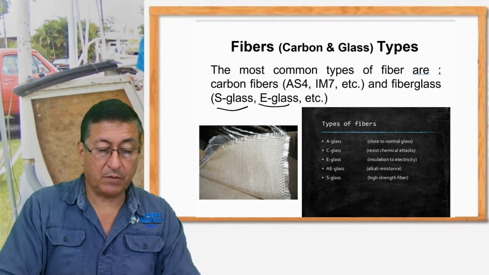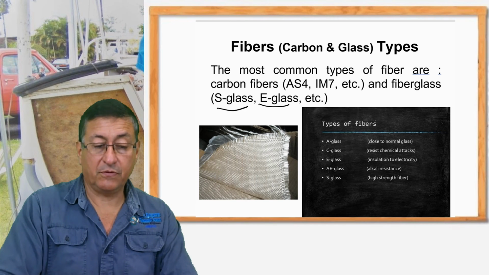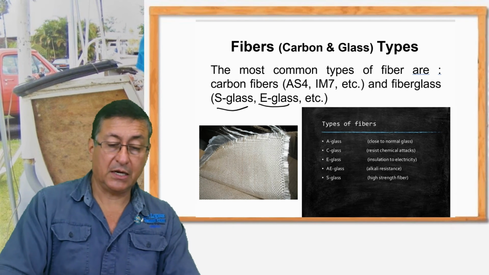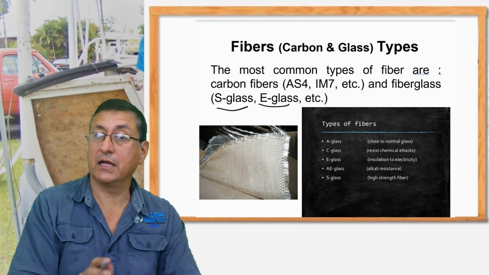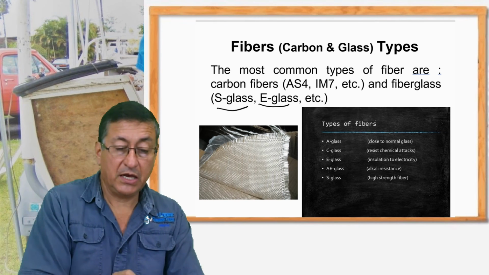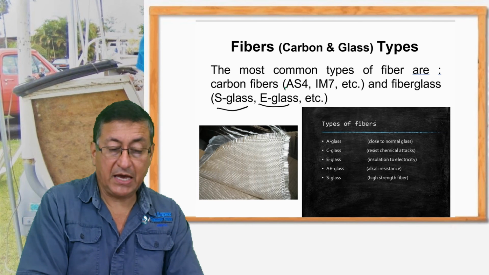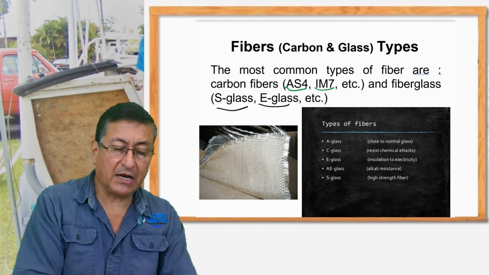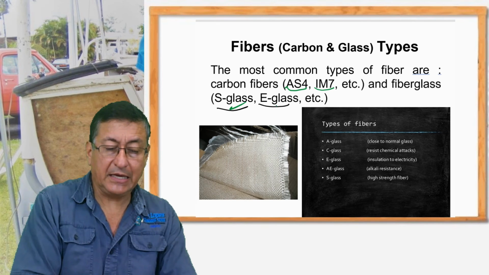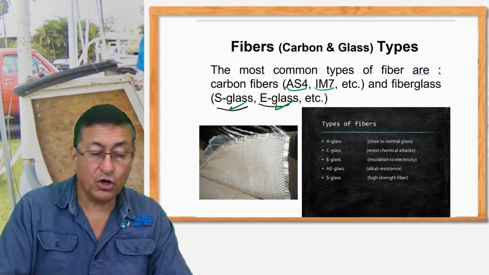And remember the different types of fibers in carbon and glass. The most common types of fiber in carbon structures are these. In carbon we have the AS4 and the IM7, the most common. And in fiberglass we have S glass and E glass, like I explained before.